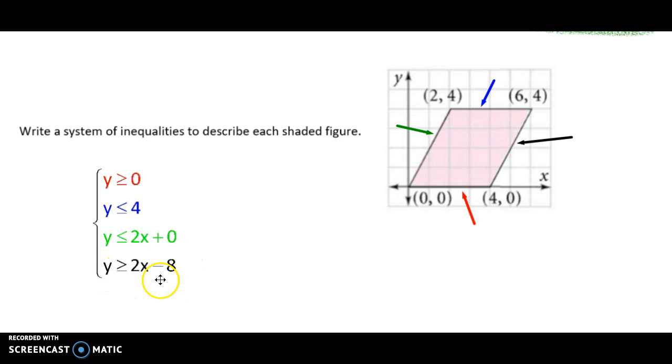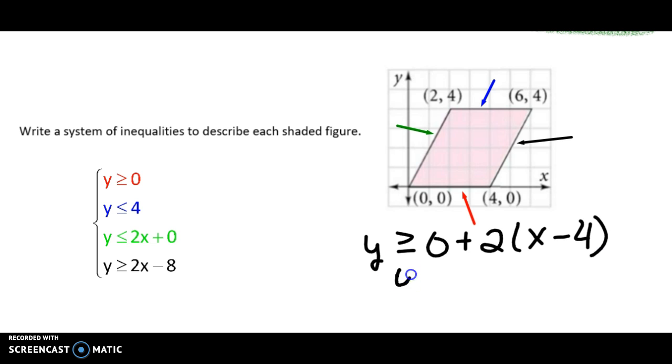And then we need to figure out the y-intercept. So there's a couple ways you could do that. You could start by putting it into slope intercept or point slope form using the point 4, 0 that's given right here that it passes through. So we know that y is greater than or equal to y1, which is 0, plus the slope, which is 2, times x minus x1, which is 4. And then we could just distribute and combine like terms, and we get 0 plus 2x minus 8 is 2x minus 8, and that gives us that equation right there.